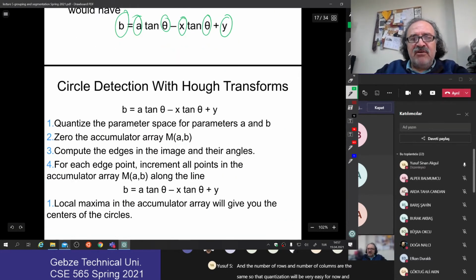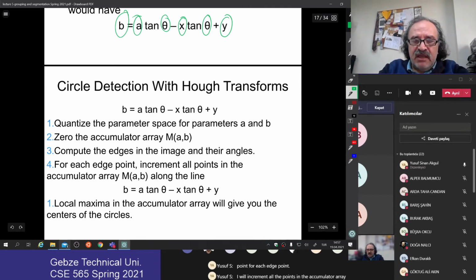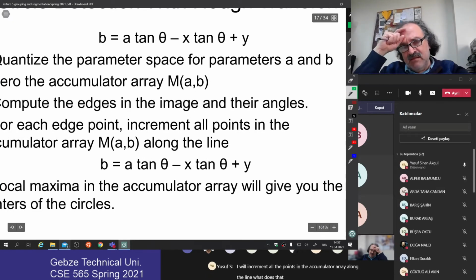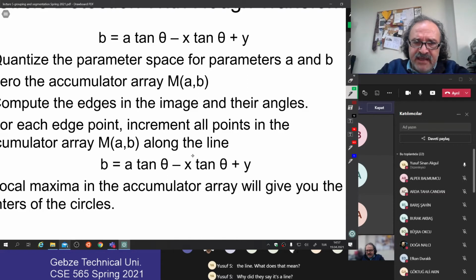And my zero accumulator array M_AB, I will set everything to zero. I compute the edges in the image and their angles. And for each edge point, I will increment all the points in the accumulator array along the line. What does that mean? Why did they say it's a line? I know x, I know y. Where does the theta come from?